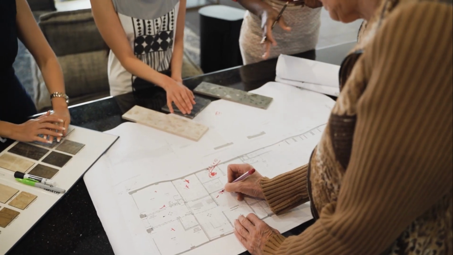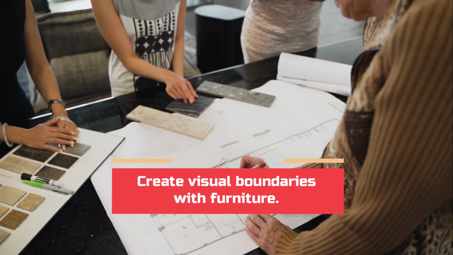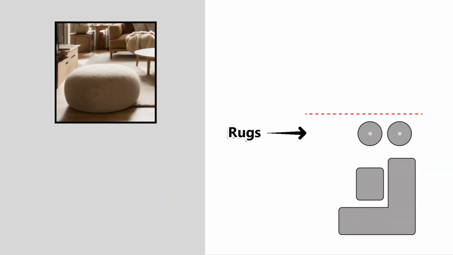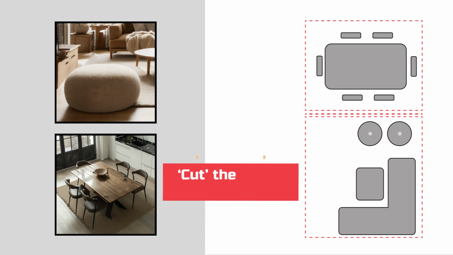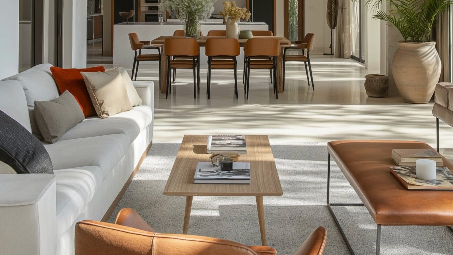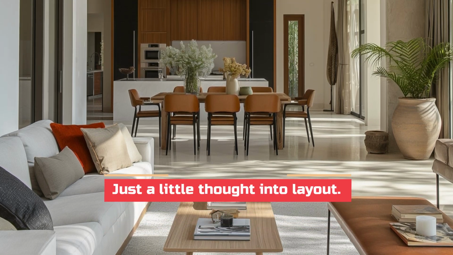So, here's the fix. Create visual boundaries with furniture. For example, use rugs to define your living room area and place your dining table in a way that marks the dining space. A simple trick is to angle your sofa to cut the space into sections. It doesn't need walls to feel organized, just a little thought into layout.